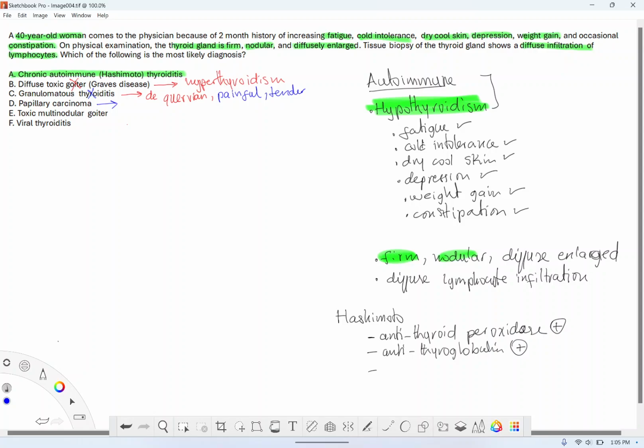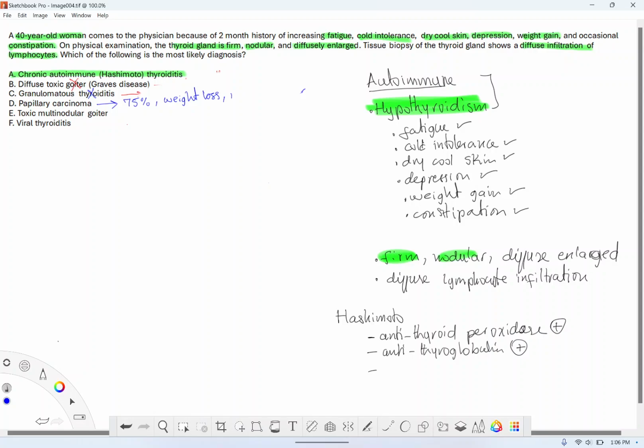Papillary carcinoma. Papillary thyroid carcinoma is one of the most common thyroid carcinomas. 75% of all thyroid cancers are papillary carcinoma. This cancer does not produce thyroid hormone. If anything, it will be hypothyroidism. I'll be looking for weight loss in terms of symptoms, and a firm mass, a single nodule, not multiple nodules and not a diffusely enlarged gland. There will be one area of the thyroid gland that's palpable and enlarged, and it'll be mobile with swallowing.